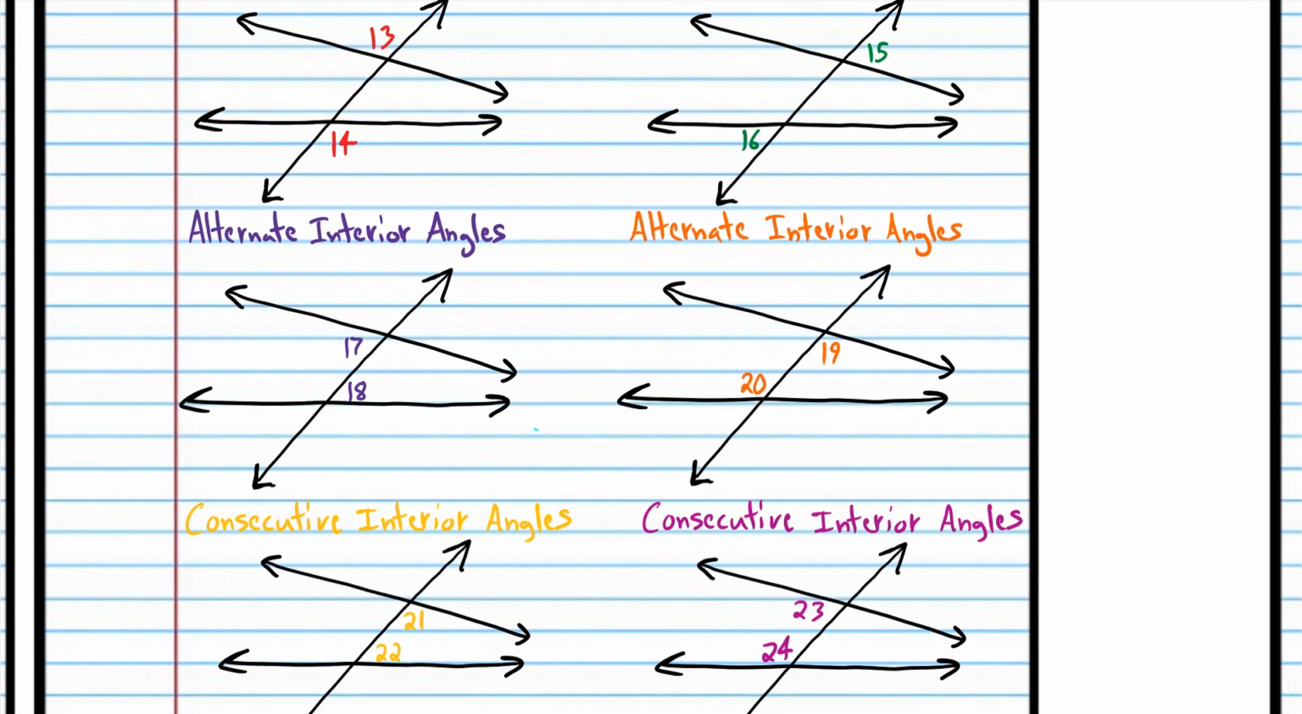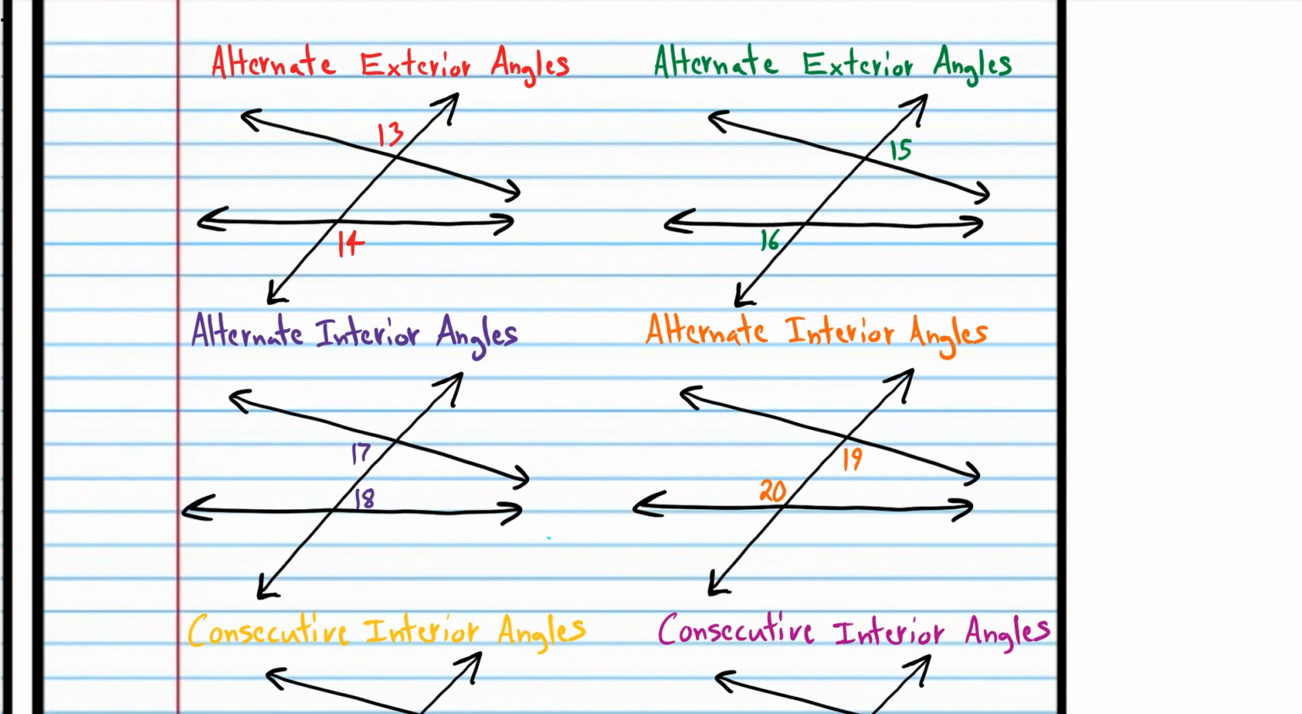There's also alternate interior angles. These are not on the exterior, the outsides of the two lines, but on the interior of the two lines. So those are called interior angles, and they're alternate because 17 is on the left of the transversal, and 18 is to the right of the transversal. And there are two possible pairs that are called alternate interior angles. You see we have this pair and then this pair. They're also alternate interior.